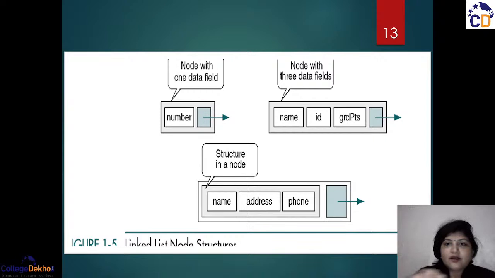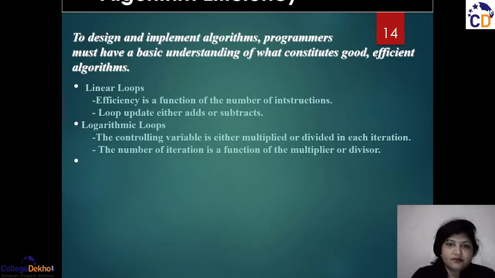They all have a linear list which has only a single link, and a single link means the address to the next element in the list. Then, the structure in a node: how do we maintain a structure in a node? We can have any data type like name, address, phone number, and the link part contains the address that is pointing to the next element in the structure.